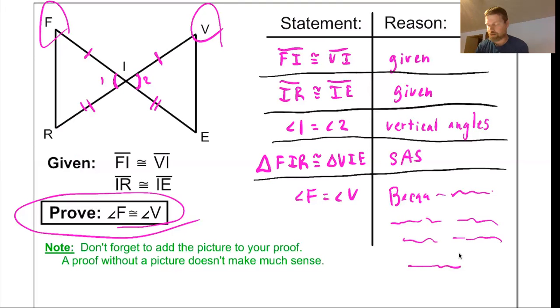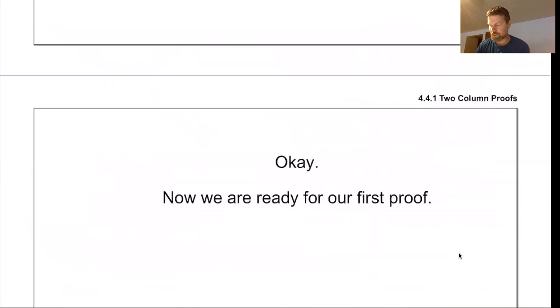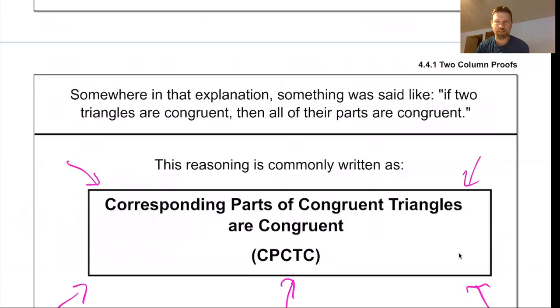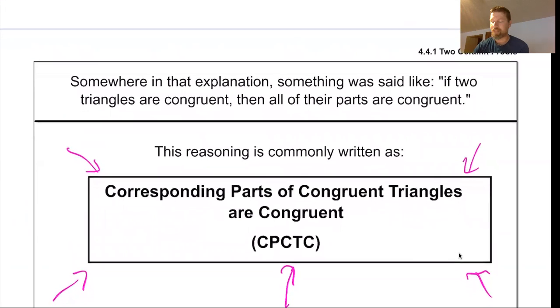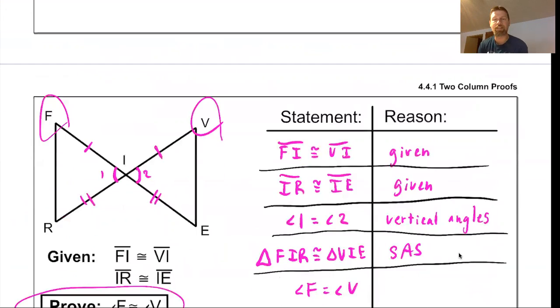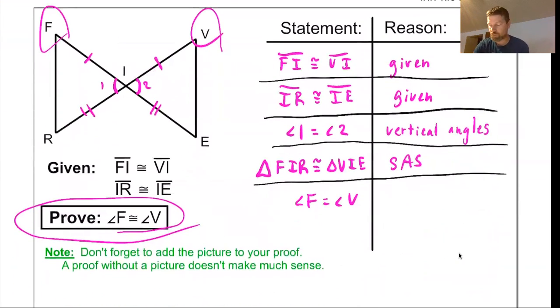But that gets to be a really long reason. And so that's where this handy shortcut came in. Corresponding parts of congruent triangles are congruent. CPCTC, that's the shortcut for saying, hey, if the triangles are congruent, so are all of their parts. There's the proof. All right, that CPCTC shortcut, we are going to be using that a lot.